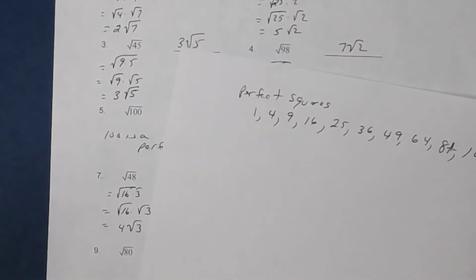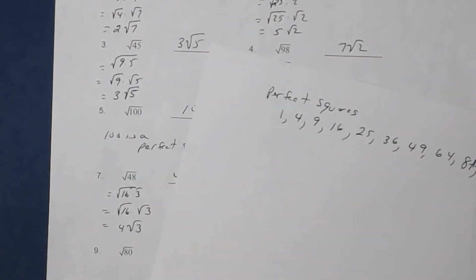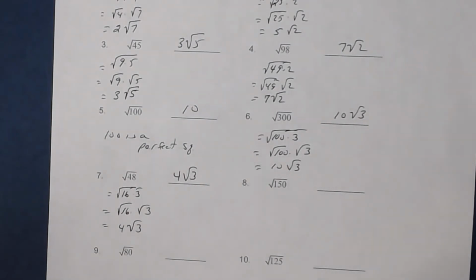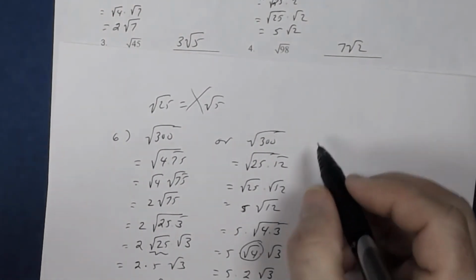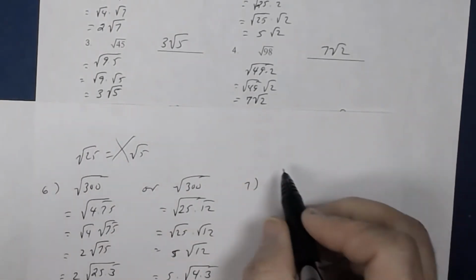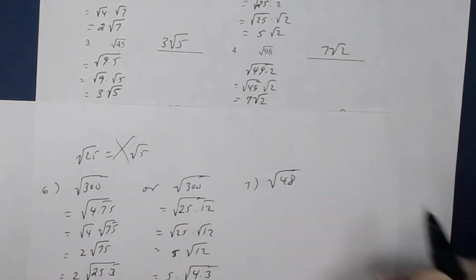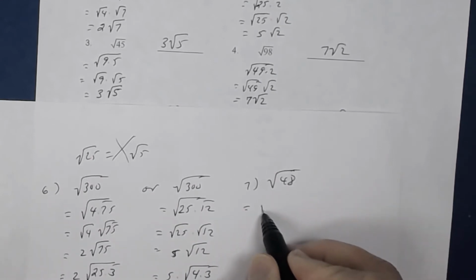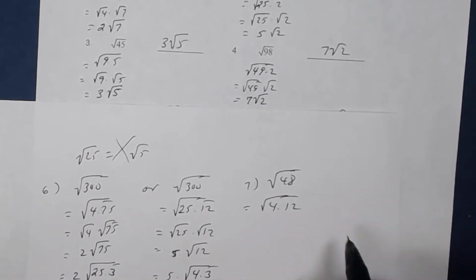So you may say, well, I use 4. Okay, you use 4. That's fine. It's not the largest, so you can be doing quite a few steps. So number 7, square root of 48. So let's say you used 4, right? Okay. So that'll be the square root of 4 times 12, right?